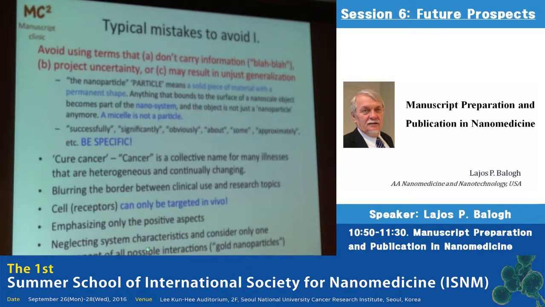Neglecting system characteristics. Gold nanoparticles, there's no such thing. In an experiment, there is a gold, there is a surface, there is a corona, there are conditions, there is a cell culture or the kind of model you choose, and so on.